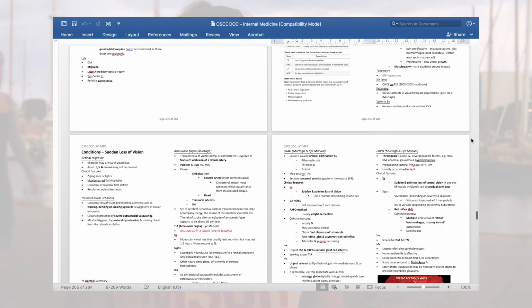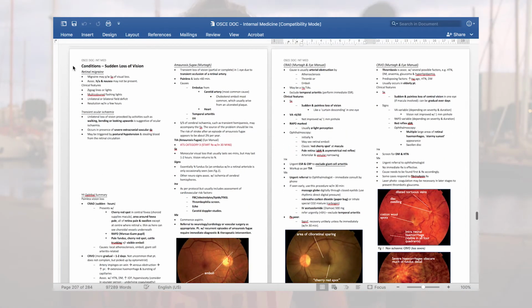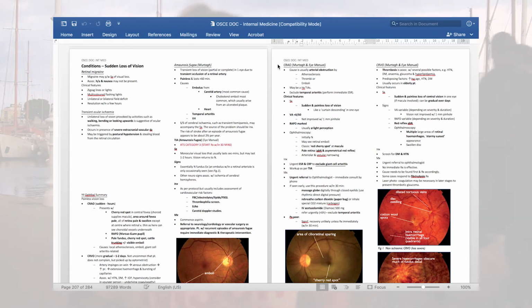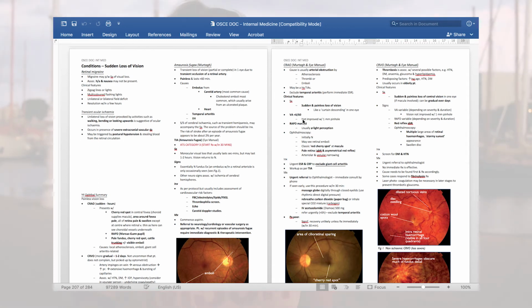The next section is the conditions part of the OSCE topic. In this section I simply list out the conditions and I write out the details related to that condition only. This will often be structured as the definition of the condition, what history, examination and investigations you'll do for that condition and what findings you would expect, and any specific management related to that condition.